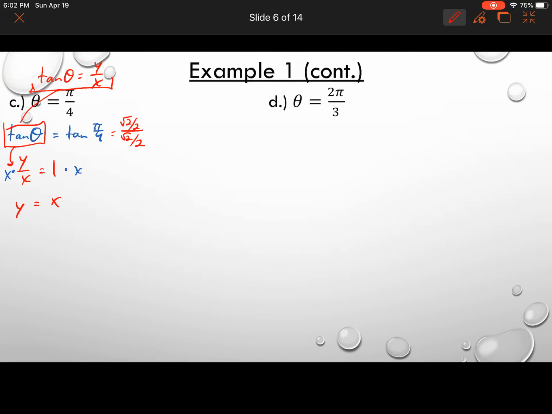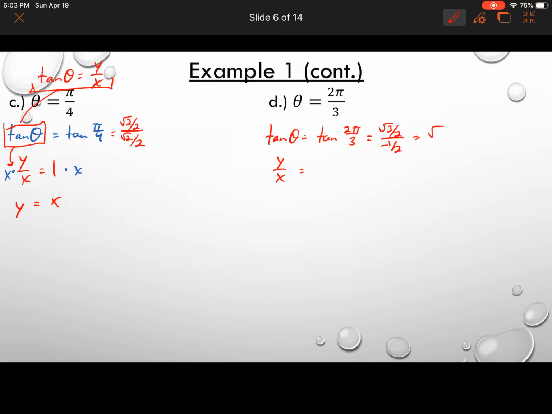Now D. Theta is equal to 2 pi over 3. Well, we're going to do the same thing. We're going to do the tangent of both sides. All right, so 2 pi over 3. Once again, tangent of theta is equal to, sorry about that, y over x. And tangent of 2 pi over 3, if we look at our unit circle, remember y over x, is going to be equal to radical 3 over 2 over negative 1/2.